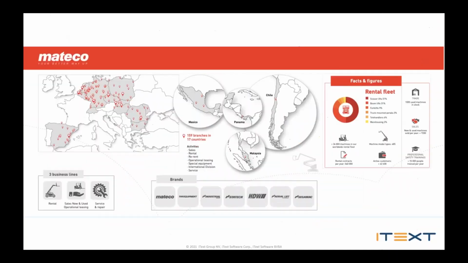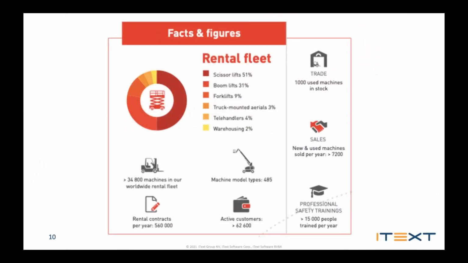Some figures. The whole TVH group has almost 2 billion euro revenue. The Mateco unit is in 17 countries. We have more than 160 branches by now. And we have almost 40,000 machines now. It's a little bit old slide. And we do about 600 rental contracts a year.